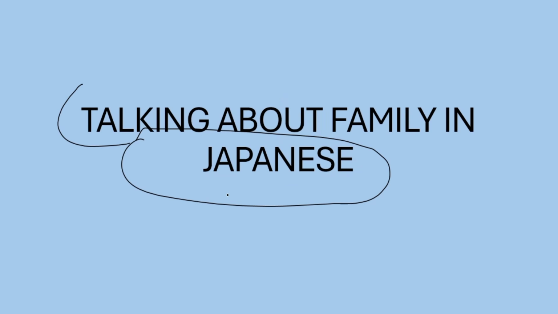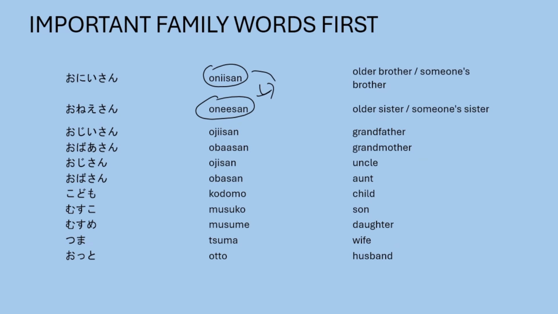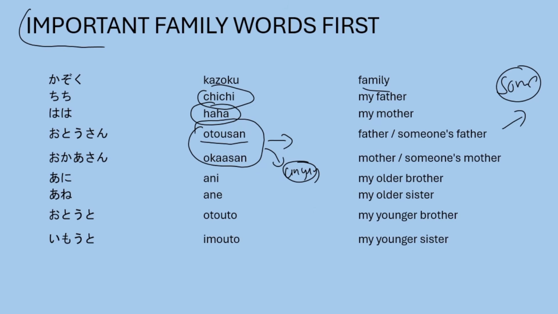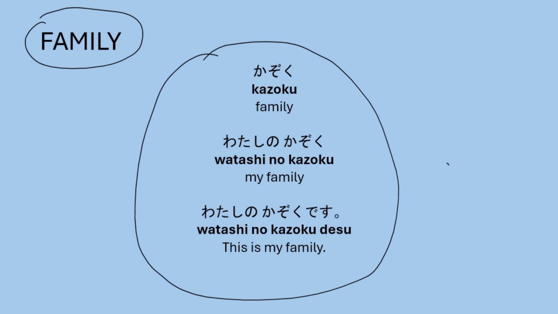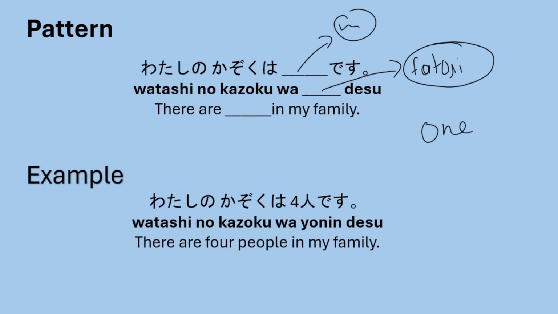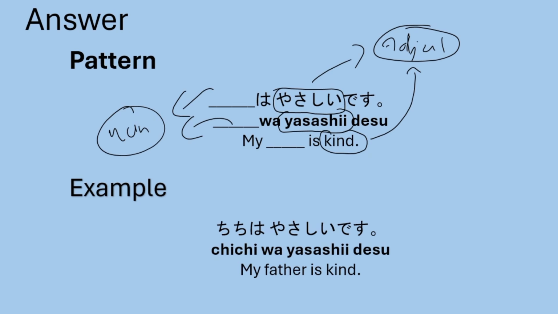The first thing we learned are some words, then we learned how we pronounce family, then we learned some questions, then some phrases and some questions, and how to talk about personality, and then we took a real life example. So this is all for today.